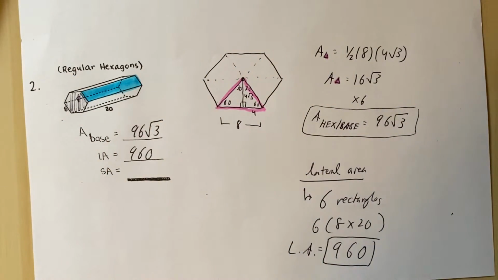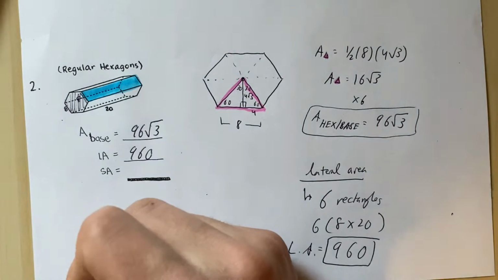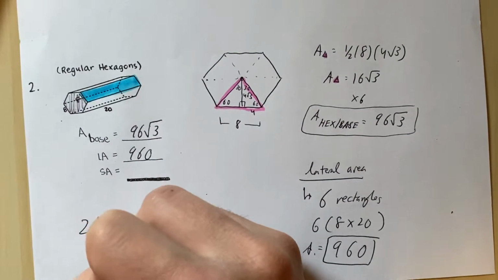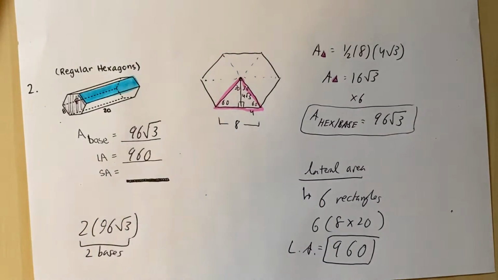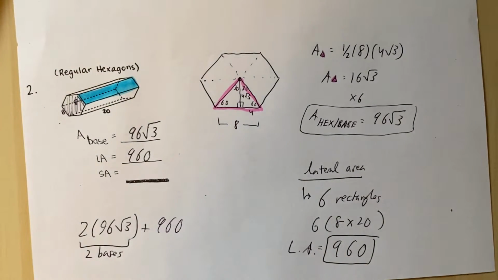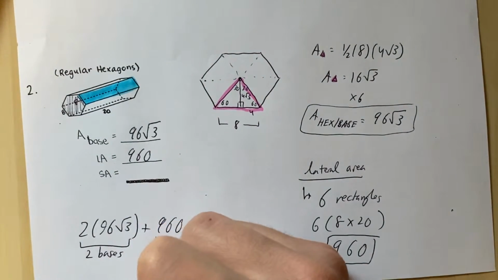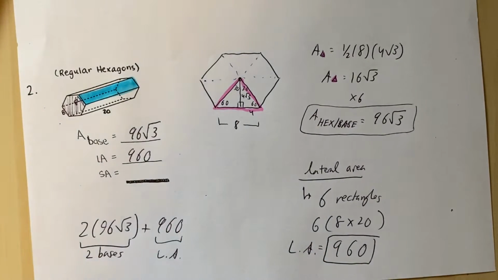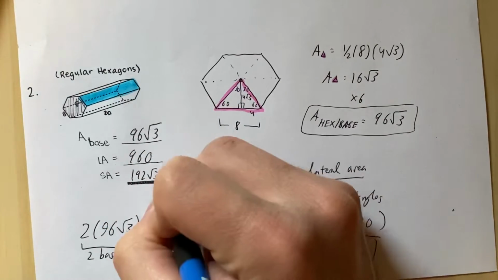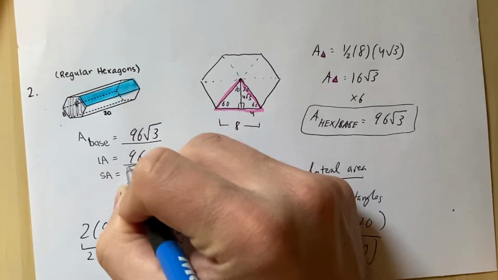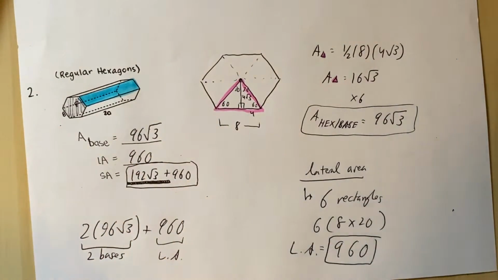Okay, so then something to remember is that your total surface area is everything added up together. Remember, we have 2 of those 96 square root of 3s, because we have 2 bases. And then we have the lateral area, which is 960. So the surface area of the total thing is this together. So that's 192 root 3 plus 960, and that will give me my total surface area.